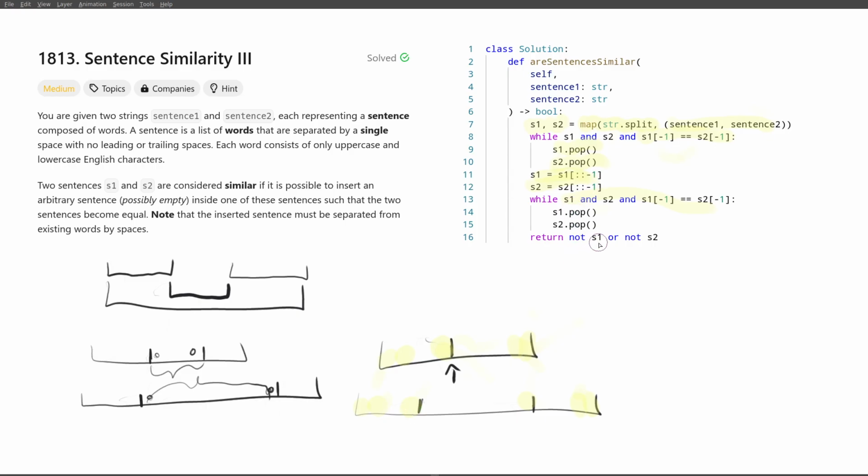And at the end, if both the strings are full, so consist of something, we have to return false. Otherwise we have to return true. So we can use an OR operator, and if either S1 is empty or S2 is empty, we return true, otherwise we return false.